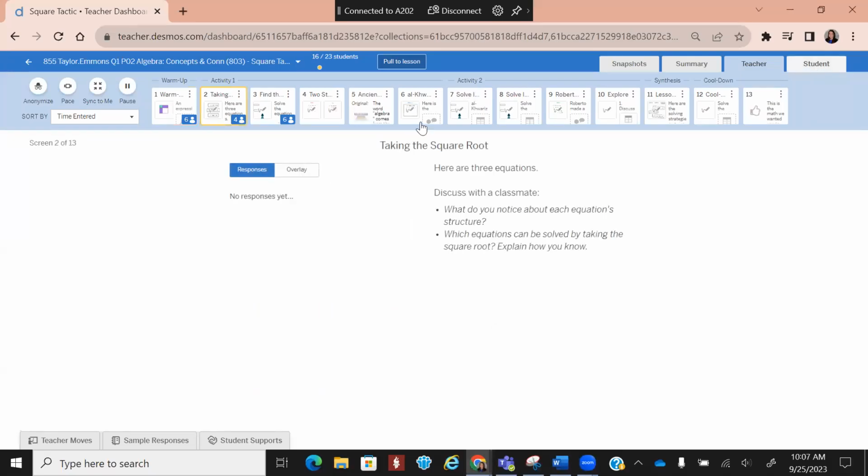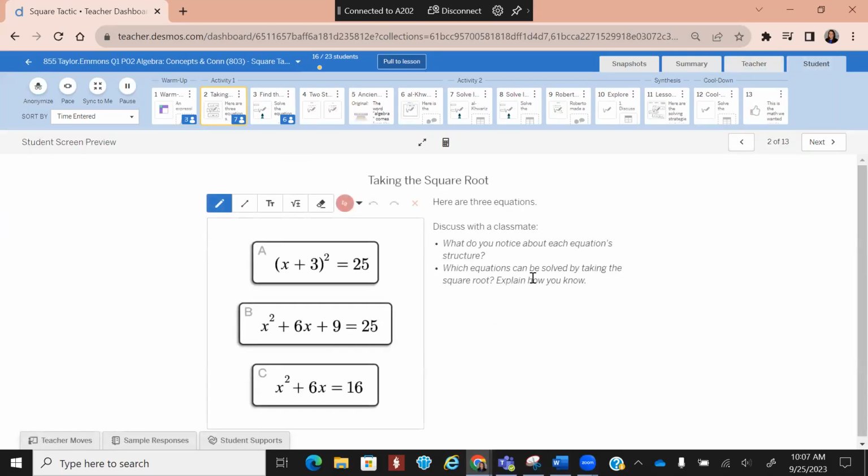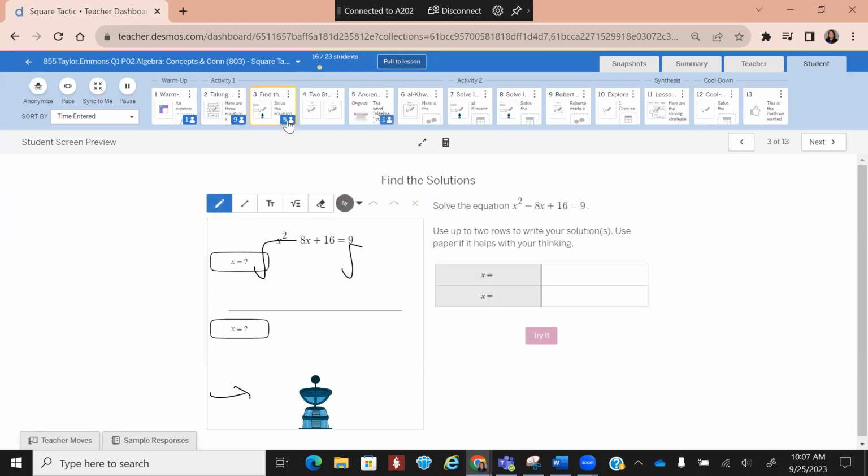So on slide number 2, what do you notice about each equation structure? Which equation could be solved by taking the square root? Look at the ones that are on the board, either A, B, or C. A. Okay, so A could be solved by taking the square root really easily. B, you would probably want to do completing the square or factoring. And C, again, you probably want to do completing the square or factoring. All right, go ahead and go to slide 3.